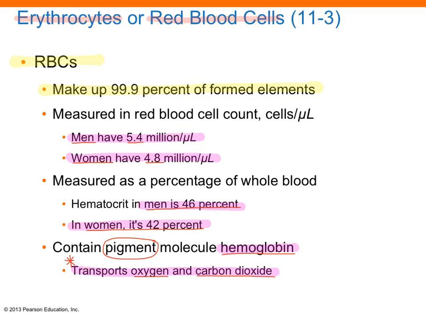Men have about 5.4 million per microliter, and women have about 4.8 million per microliter. Men's hematocrit is about 46%, and women's hematocrit is about 42%. They contain a pigment molecule called hemoglobin, and that transports the oxygen and carbon dioxide.